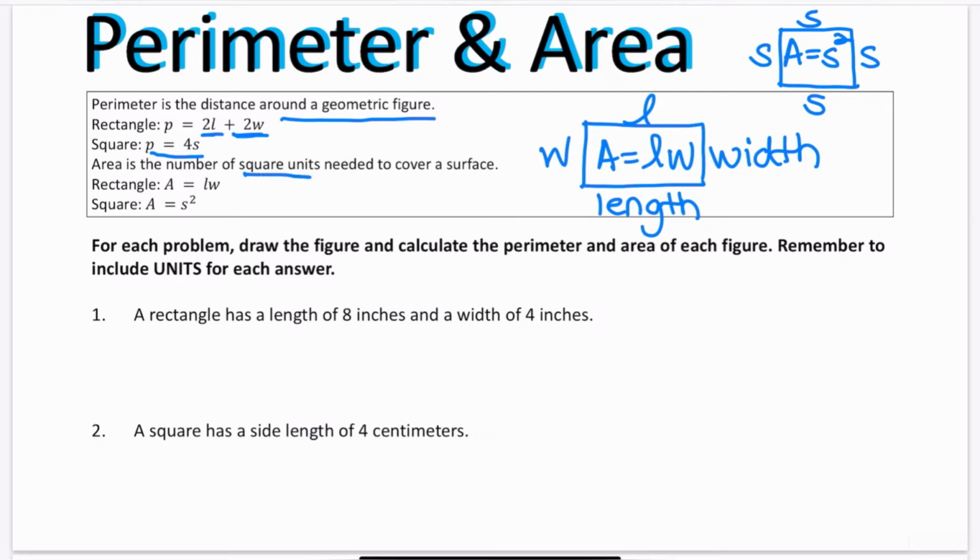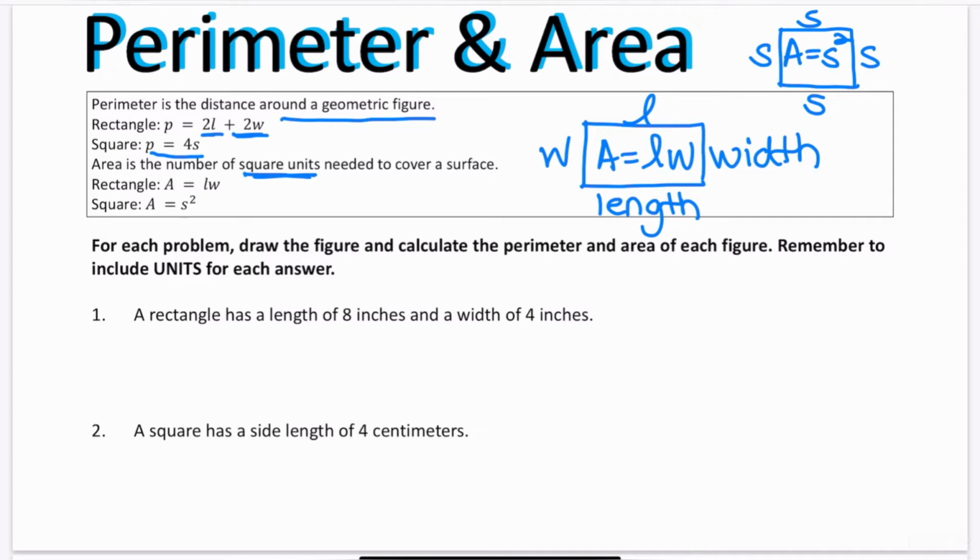Area has square units, whereas perimeter, the units are not square. If they're meters, it's just meters. Centimeters, just centimeters. So let's take a look at some examples. For each problem, draw the figure and calculate the perimeter and area of each figure. Remember to include units for each answer.